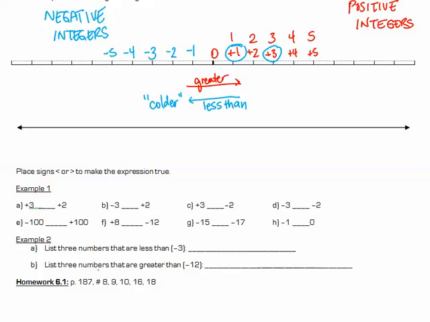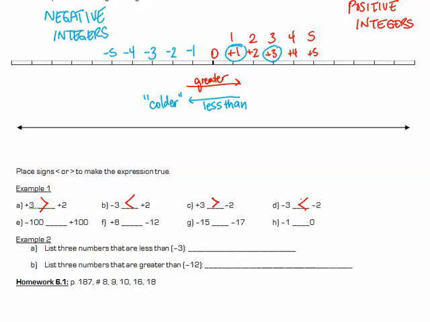What I'd like you to do is pause the video and then answer examples 1 and 2, and then we'll pick it up with the rest of the video to see if your answers were right. So if we look at number 1, +3 is greater than +2. -3 and +2: -3 is to the left of +2, so -3 is less than +2. I have +3 and -2. +3 is greater than -2. I have -3 and -2. Well, they're right beside each other, but which one is greater? -2 is greater, or -3 is less than.